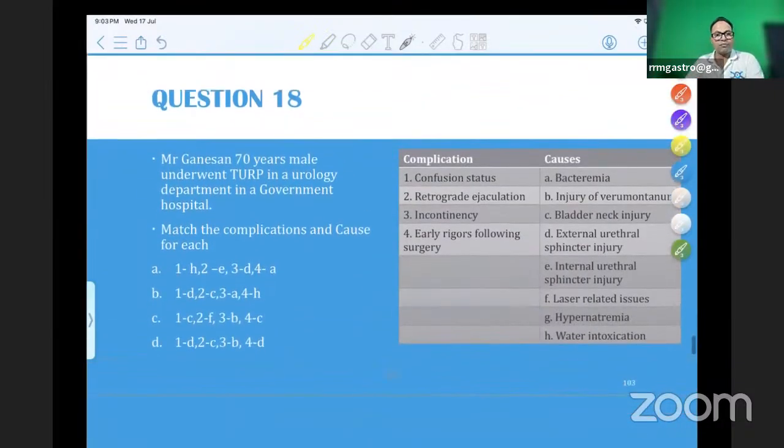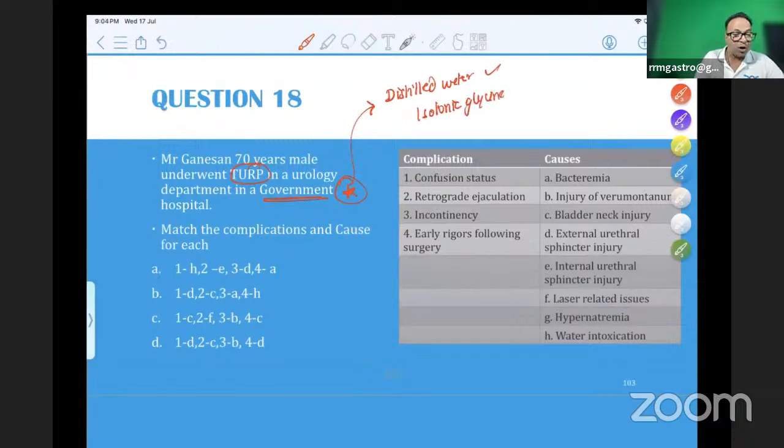Coming to the 18th question, a TURP related question. Mr. Ganesan, 70 years male, underwent TURP in the urology department in a government hospital. That is a very important point, because in a government hospital during TURP we use distilled water only. We don't use isotonic glycine. The ideal fluid, isotonic glycine, is not used in government hospitals because it's very costly.